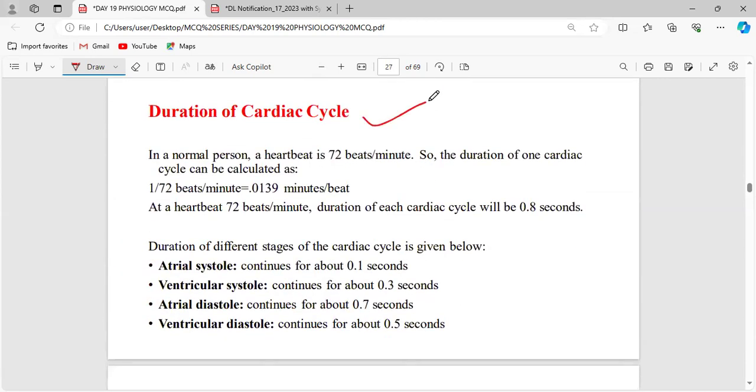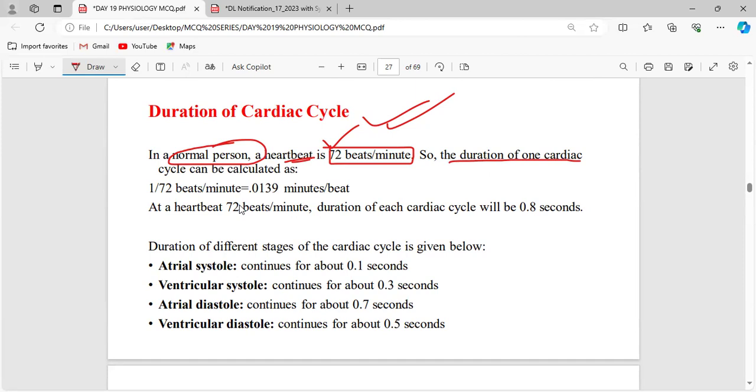So, the most important slide regarding the cardiac cycle. See, in a normal healthy person, the heartbeat will be 72 beats per minute. Okay, for 1 minute, the heart will beat 72 times. Okay, so how can the duration of one cardiac cycle be calculated?